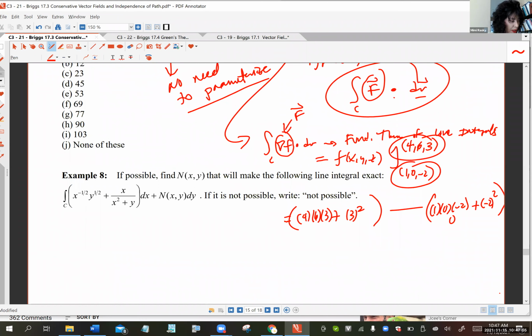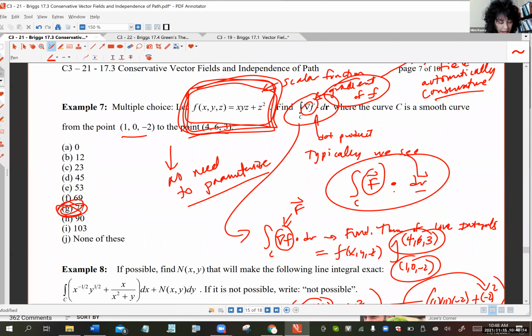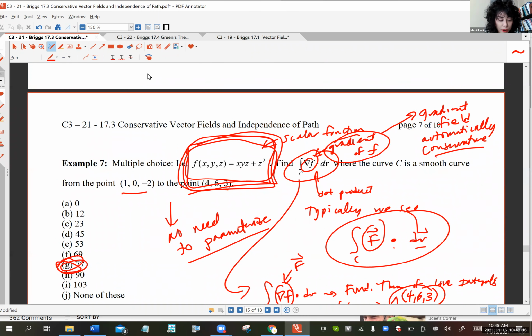So then, what do we have? I think 4 times 6 times 3 is 72, plus 3 squared is 9. And then when I distribute the minus here, I'm going to get -4. I'm going to get 81 minus 4. Final answer, 77. So letter G is the answer. And that concludes that problem, example 7.